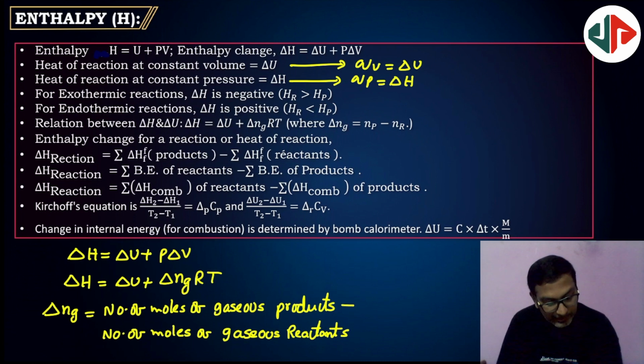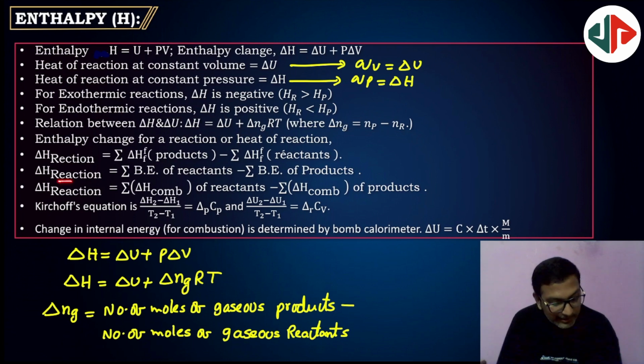Next, here relation it is given delta H equal to delta U plus delta Ng RT, where delta Ng is change in number of moles of gaseous products and gaseous reactants. Only we must take gases. So enthalpy change for a reaction or heat of reaction equal to delta H of reaction. Enthalpy is summation of enthalpies of formation of products minus enthalpies of formations of reactants. Very, very important.